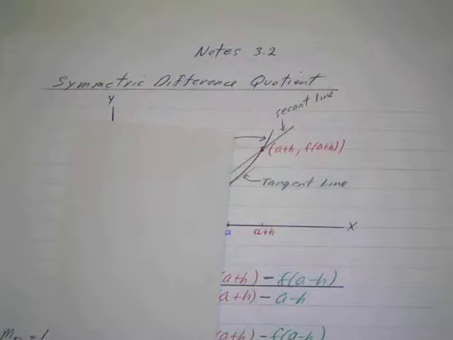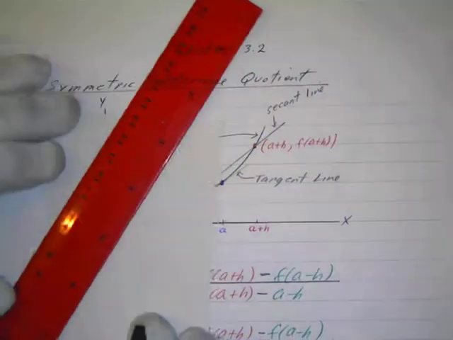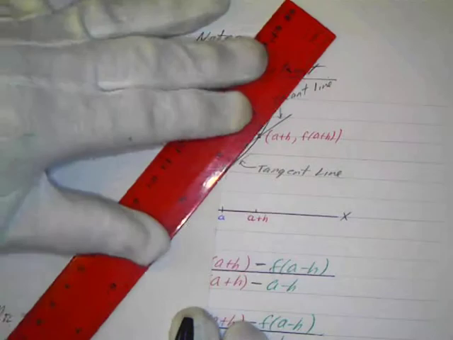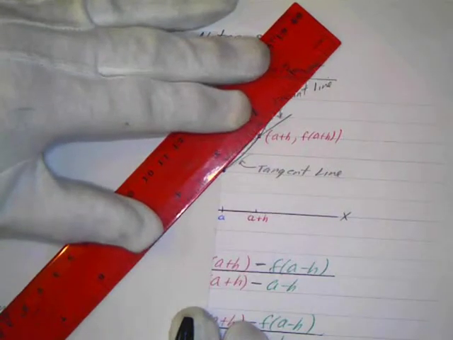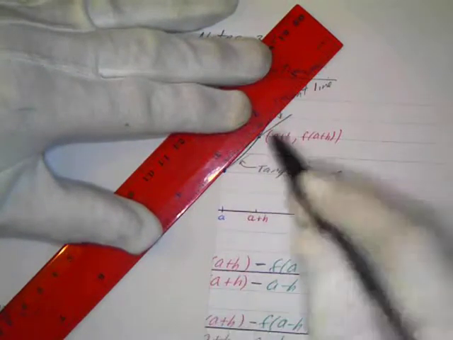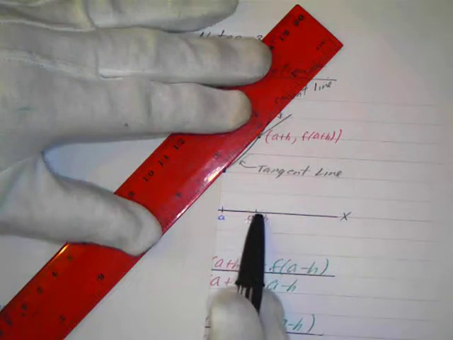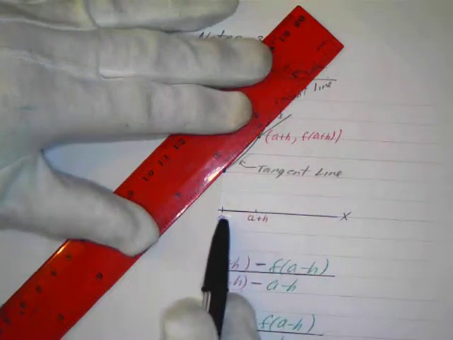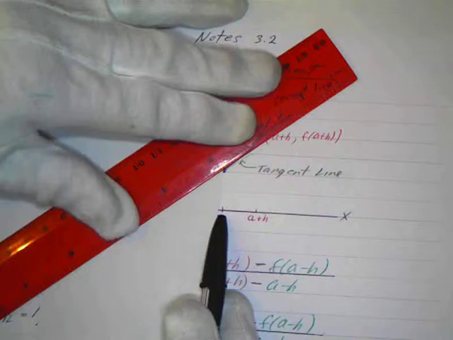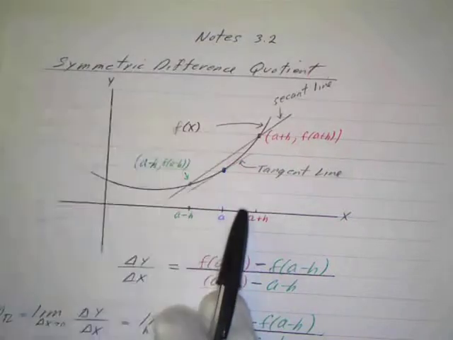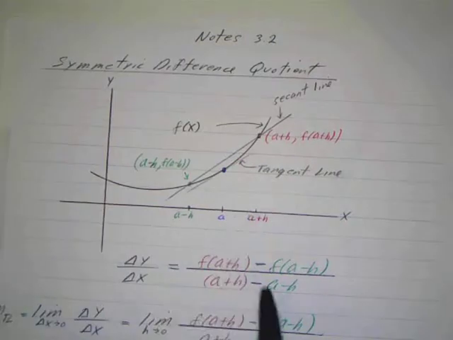I was looking for some of my little sticks. So you can see this, but I guess I could do it like this. This is the secant line, going between those two points. I think you can see it right over here. And as h approaches 0, a plus h approaches a, and we get closer and closer and closer to the tangent line.